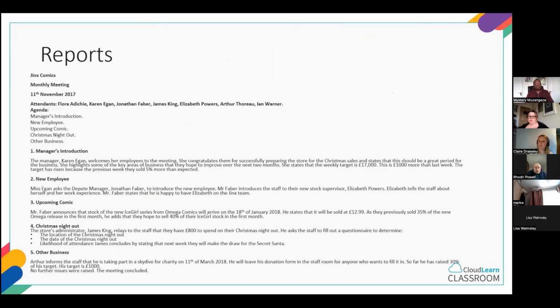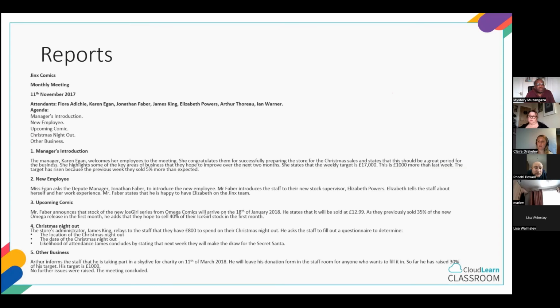So here is an example report taken directly from your course information. I won't read all this out to you. You don't have to read it. This is just a layout example. We'll be pointing out the key features, but this is taken exactly from your Cloudport information. You already have this. So this is a pretend report recording the information gathered at the business meeting for a comic book store, Jinx Comics.